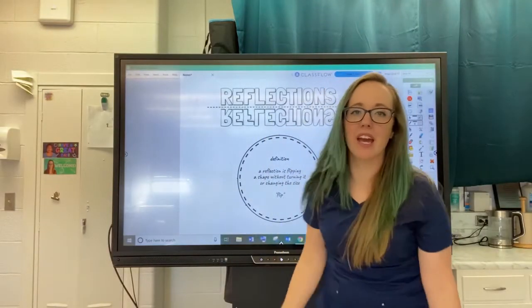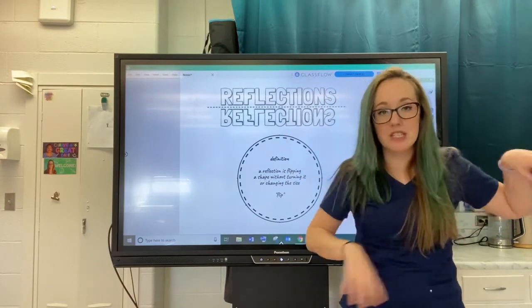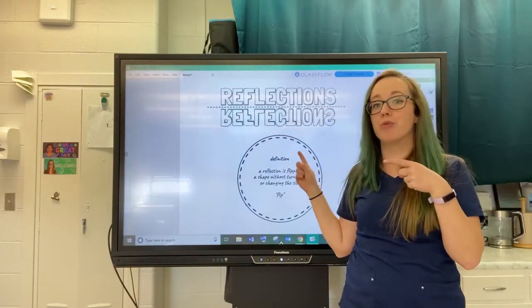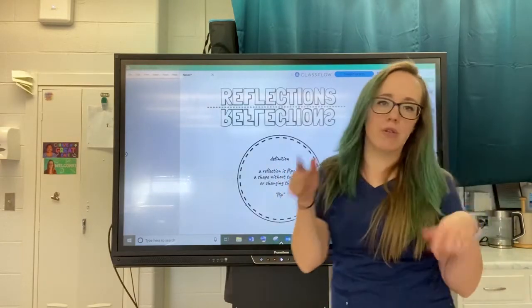Guys, we're back with another transformation. So we just did translations last time. This time we're going to do reflections. Okay, and we're going to read this fancy definition and then we'll show you kind of what a reflection looks like.